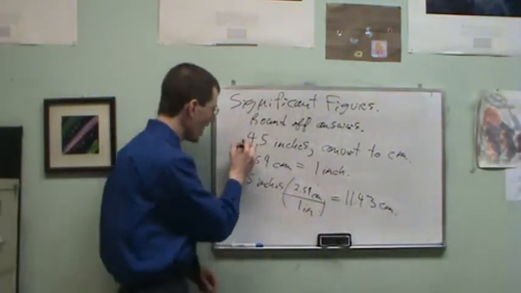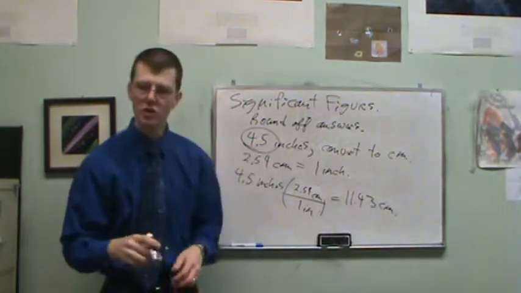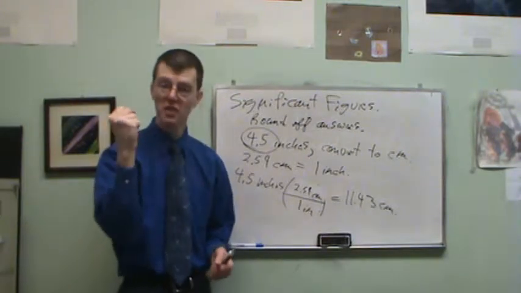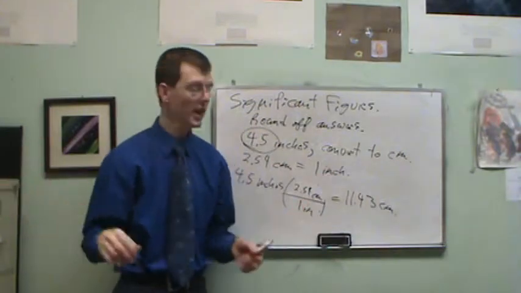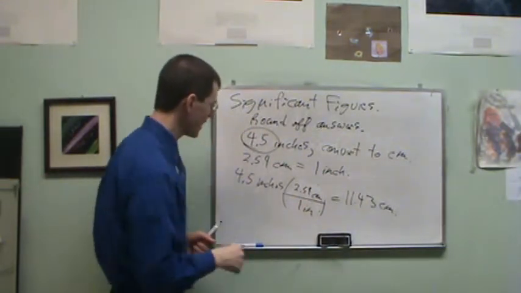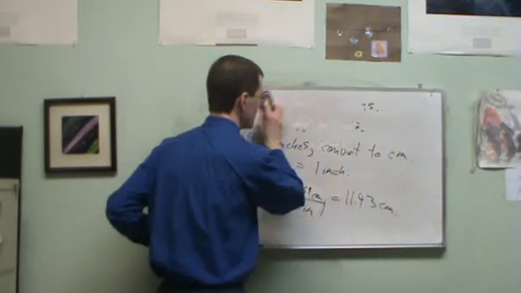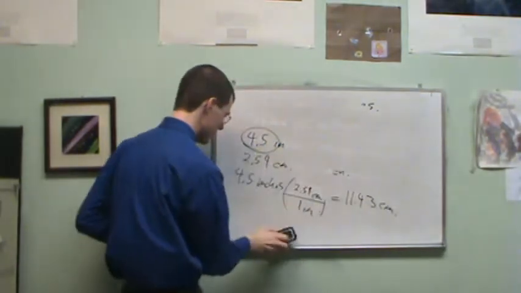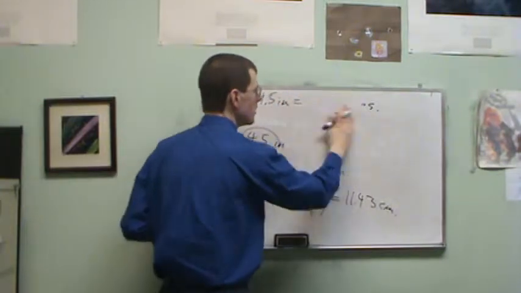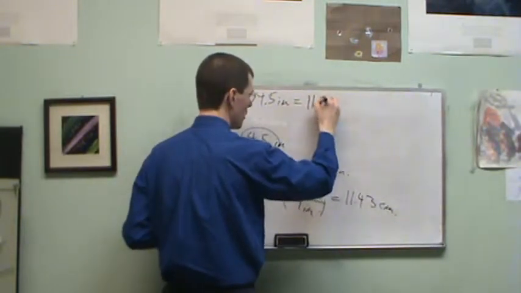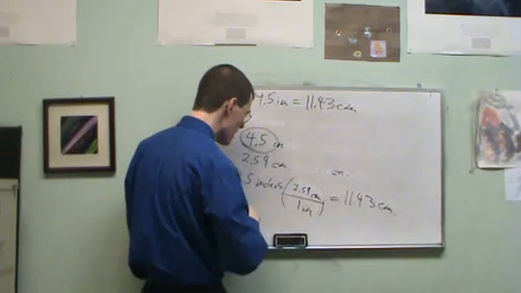Look at this. I measured 4.5 inches. That number has two significant figures, the 4 and the 5, and then that's it. Okay? So let's think about this. Let me get some space here. I need some space to talk about things. I have found that 4.5 inches equals 11.43 centimeters, but I'm not done.